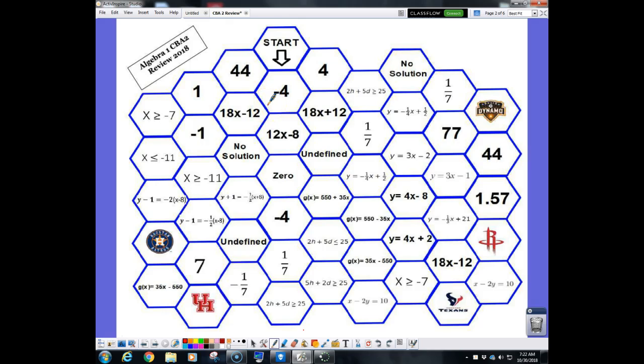Let's say your answer is 4. That means you would shade in 4. Now your next possible answers are -4, 18x plus 12, and 2h plus 5d is greater than or equal to 25. Does that make sense? Whatever touches your shaded box is what your possible answer choice is.